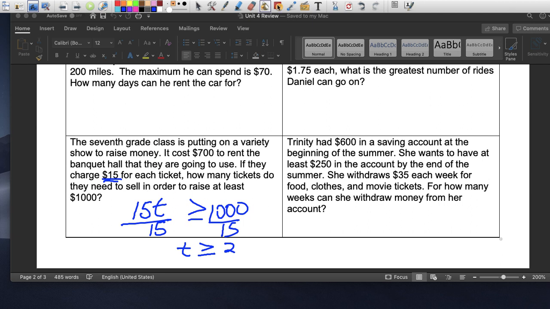1,000 divided by 15 is 66.66666 forever and ever. So bar notation over here. So if they sell 66.6 tickets, they'll make $1,000. But can you sell 66.6 tickets? No. So in the context of this story, the smallest amount of tickets that you sell has to be greater than 67. So 67 or greater.